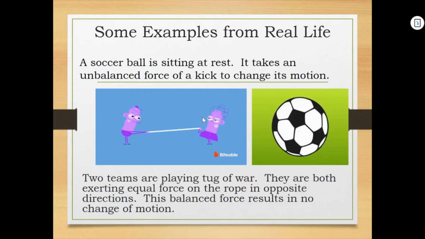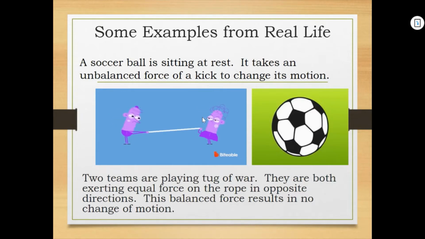Right, here's some more examples from real life. A soccer ball sitting at rest, it's going to take an unbalanced force of a kick to change its motion. Otherwise, it'll just sit there. Right, another force, though, is like the wind, right? If it's windy outside and a soccer ball is sitting out on the grass, it's going to start rolling due to the force of the wind.